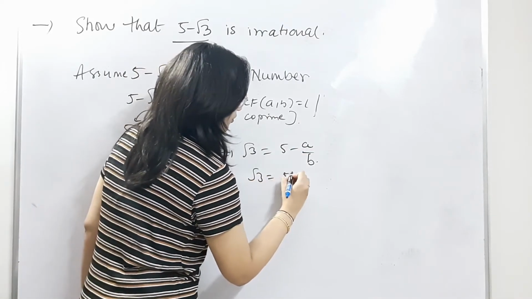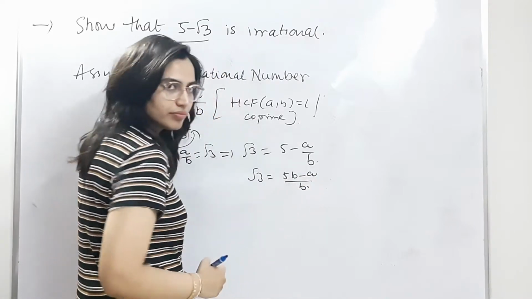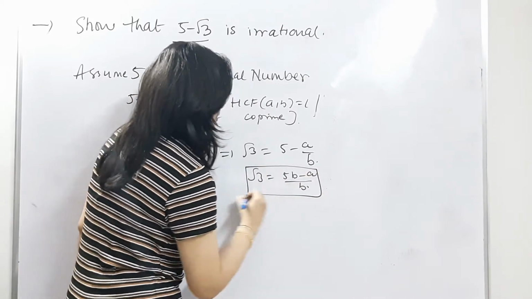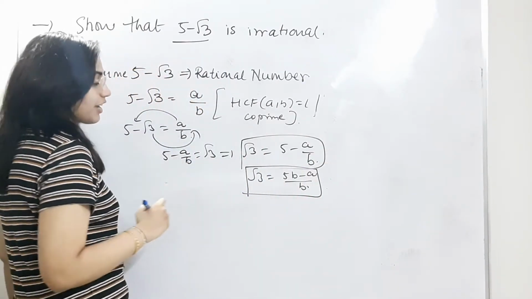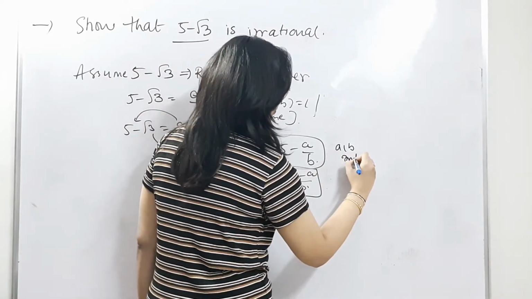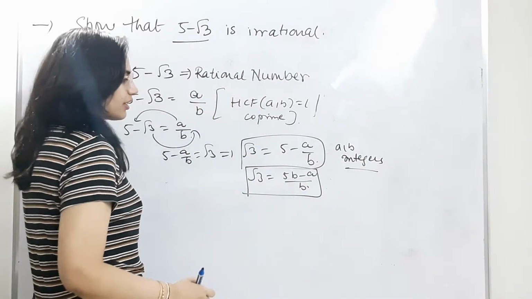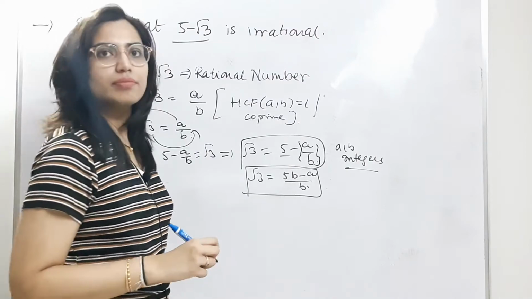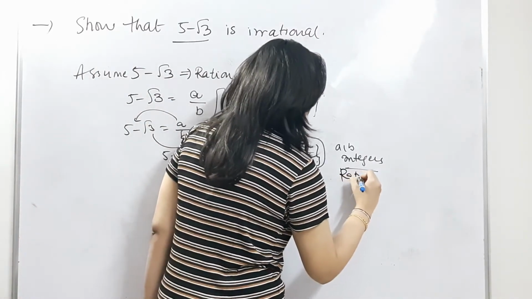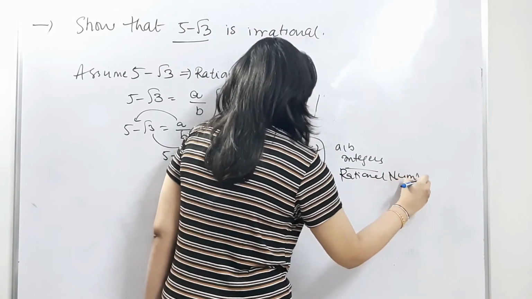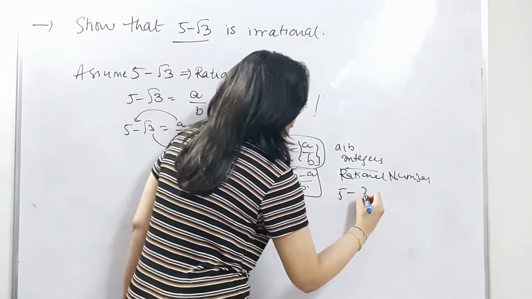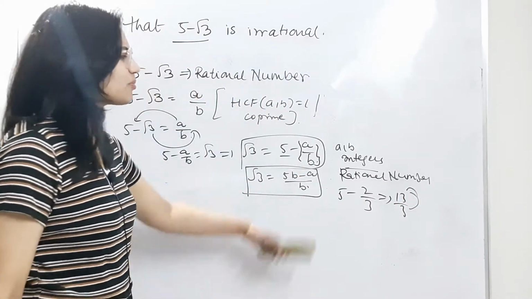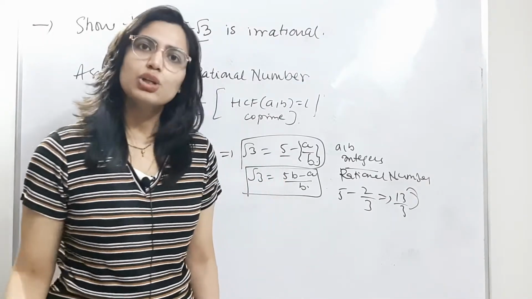So root 3 is equal to (5b minus a) by b. Right. Or yeah, let's leave it as is. We can write it like this or we can write it like this. You know for a fact that a and b are integers here. Now, if you subtract a by b from 5, you get a rational number, because it can be anything. For example, take a by b as 2 by 3, you get 15 minus 2 is 13 by 3, and this is a rational number. Assume any values of a and b and subtract from 5, you will get a rational number only as the answer.